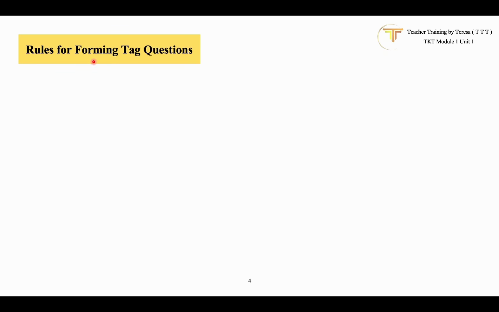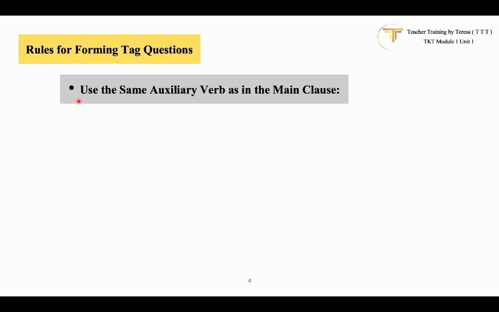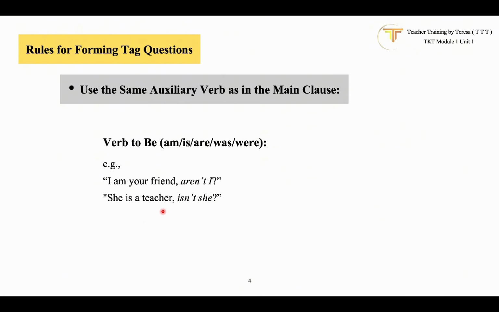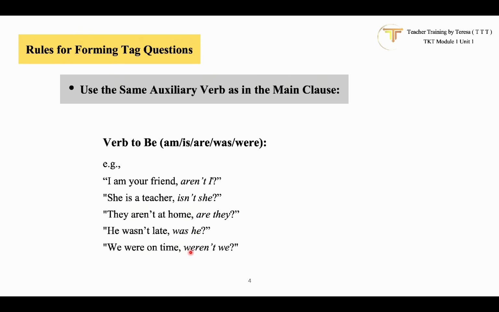Rules for forming tag questions. Use the same auxiliary verb as in the main clause. Verb to be: is, are, was, were. Examples. I am your friend, aren't I? She is a teacher, isn't she? They aren't at home, are they? He wasn't late, was he? We were on time, weren't we?